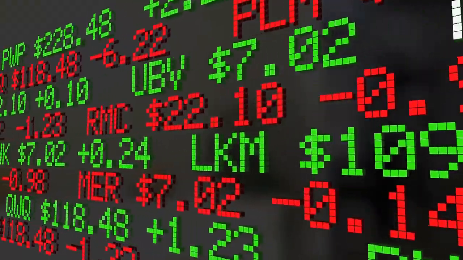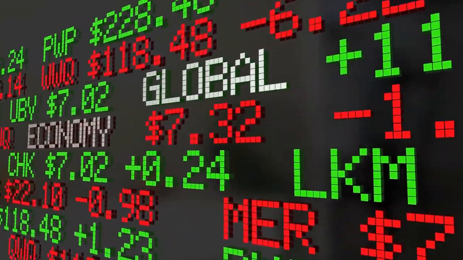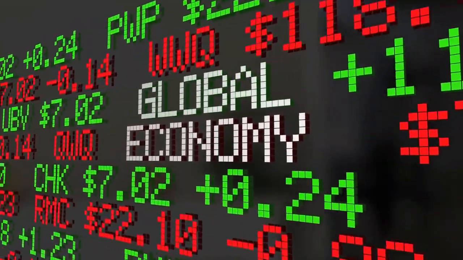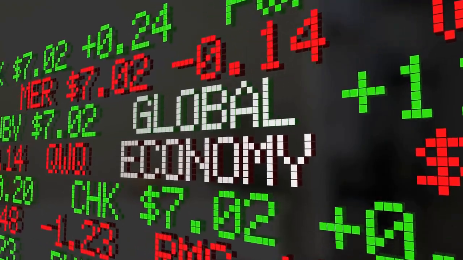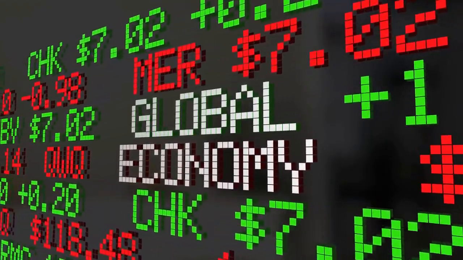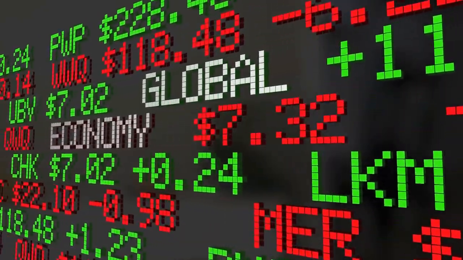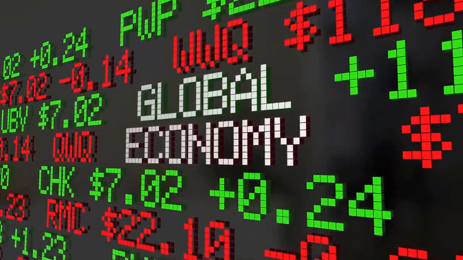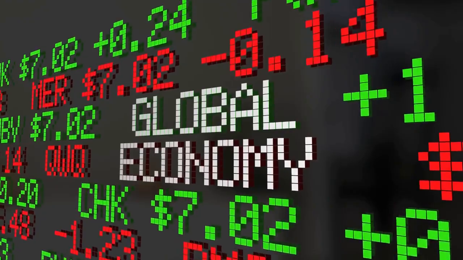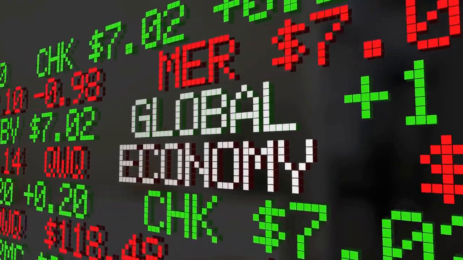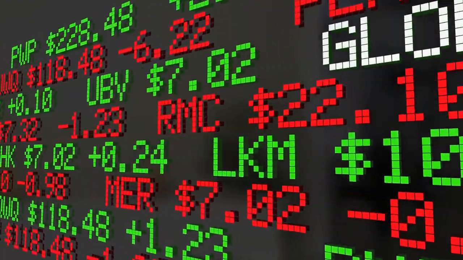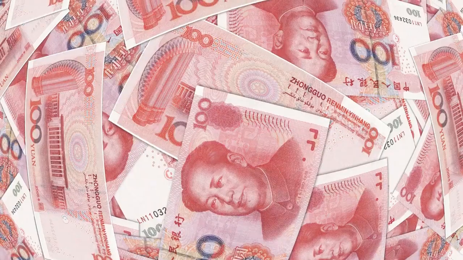As of 2021, the US dollar accounted for around 59% of global foreign exchange reserves. The euro was the second most held currency, accounting for around 21%, and the Japanese yen was the third most held currency, accounting for around 6%. Other currencies held as reserve currencies include the British pound, Swiss franc, and Canadian dollar.